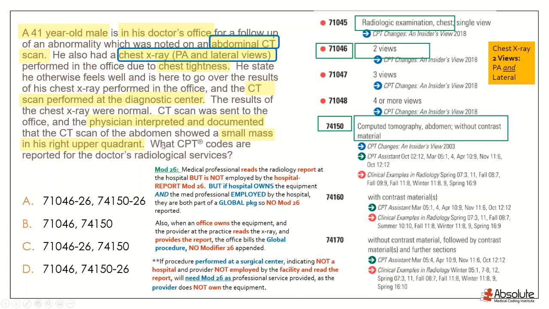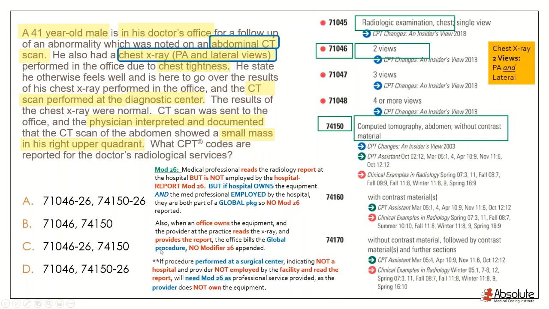Okay, and so where did he read this? He read it at his office, the x-ray. Remember, they were at the doctor's office. He had the chest x-ray performed in the office. All right, so we know that if it's performed at the office, then that doctor, he owns that equipment. So that's part of the global package. So for this chest x-ray, we would not append modifier 26 on 71046. Okay, so every place that you see the 26 on 71046, we would take that away.